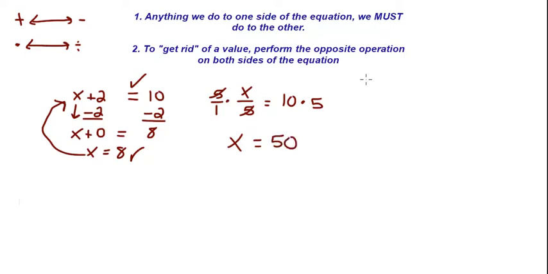And again, let's go back and double check. x divided by 5 equals 10. That was our original. So is 50 divided by 5 10? Once you check that out, that is true. So in this case, x equals 50.